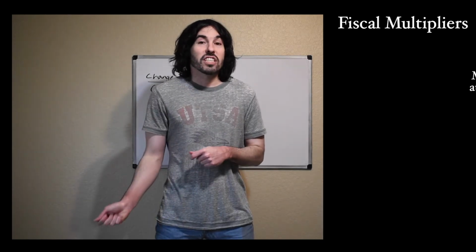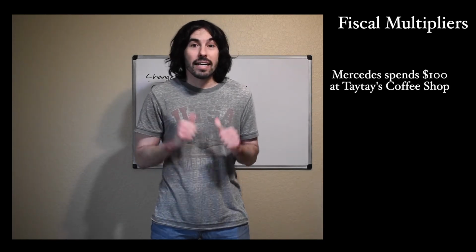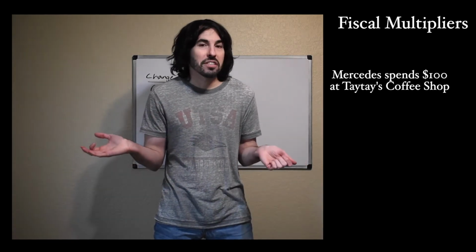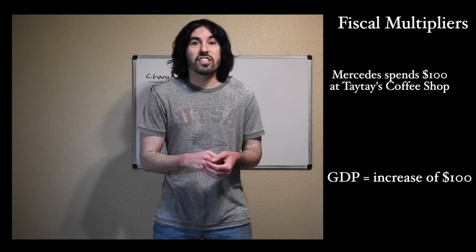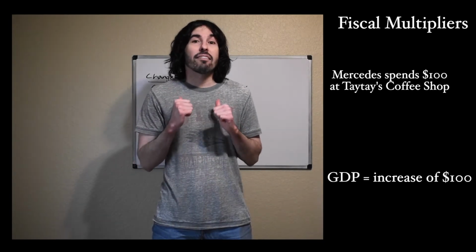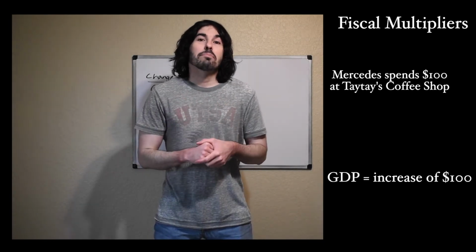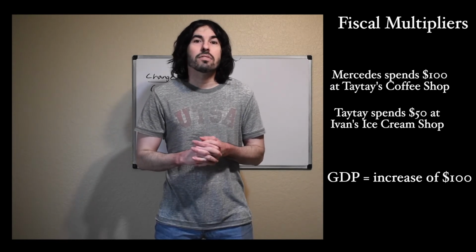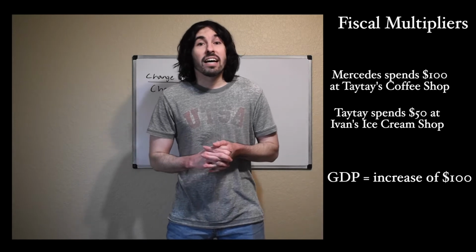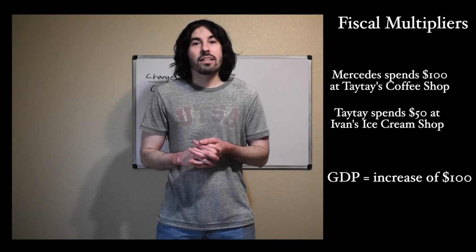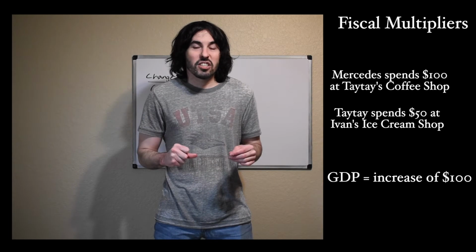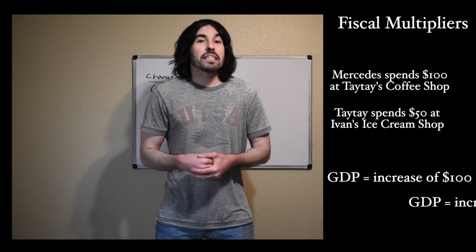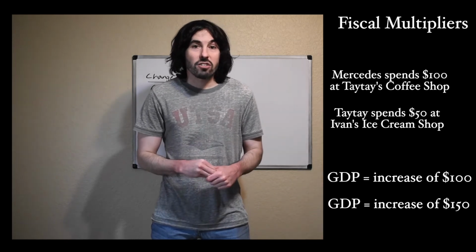For example, Mercedes spends $100 at my coffee shop. She just spent $100 at my coffee shop for some reason. That adds $100 to our GDP. Now I have $100. Let's say that I spend $50 out of that money that I just earned in income. So now I go and I spend $50 at Ivan's ice cream shop, out of the $100 that I earned in income from Mercedes. The GDP has now increased by $150.